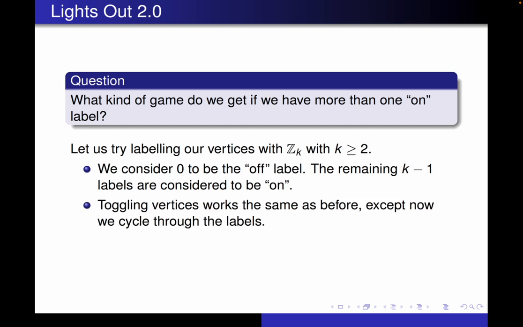When we toggle vertices, it works exactly the same as our original game, except now instead of going back and forth between on and off, we cycle through the labels until we come back to on at the end of that cycle, or come back to off at the end of that cycle. And then, of course, as before, we win the game when all the vertices are off.